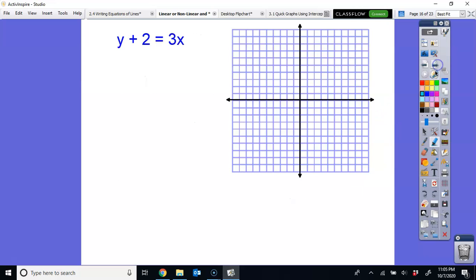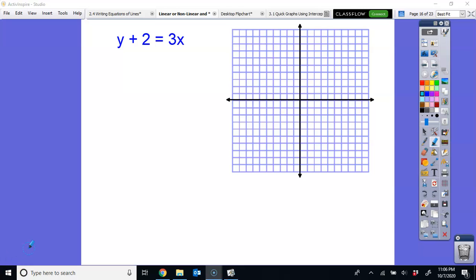So we're going to go through a couple of examples using this kind of longer method of making a table of values. And then I'm going to use a couple of quicker ways of graphing with a couple special points. And we're going to go back to that slope-intercept form again. Then I'm also going to take a look at a couple special lines called vertical lines and horizontal lines.